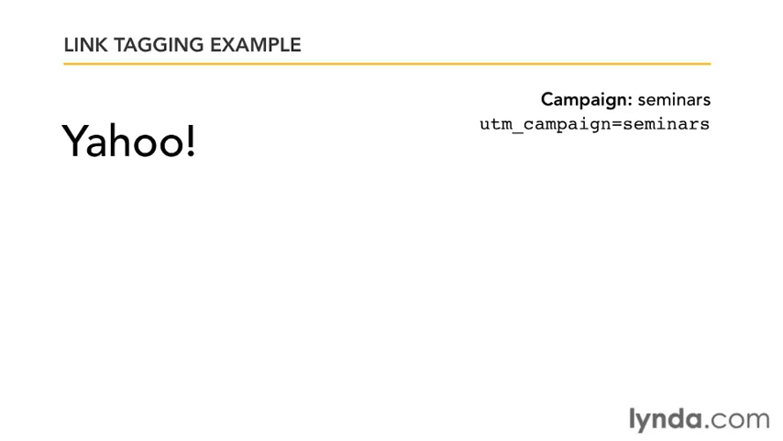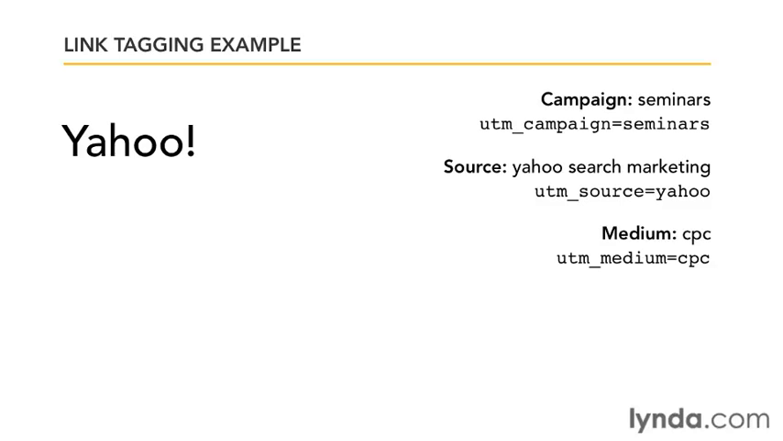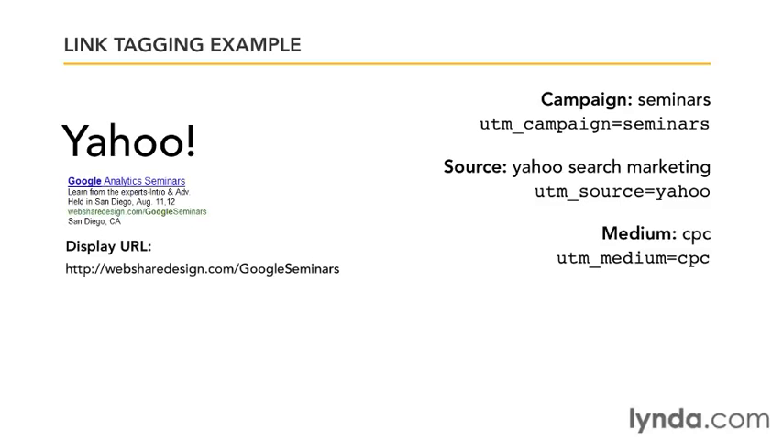Let's take a look at an example, not an email or banner ad, but an actual CPC campaign. So if we were doing pay-per-click, let's say in this case we're doing one on Yahoo. Now remember, Yahoo doesn't use auto-tagging per se, so we're going to have to tag these manually. Our campaign here is still seminars, except now the source, instead of being the newsletter database, is going to be Yahoo, and the medium instead of email is going to be CPC. We're still going to use the same URL here. We're just going to change the destination URL to be the tagged link.